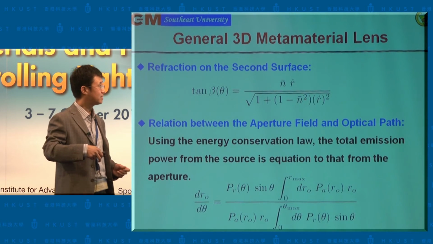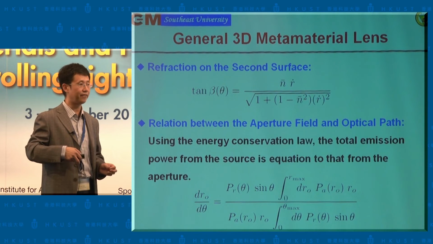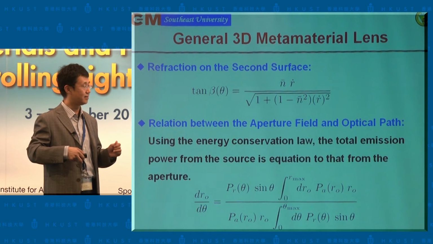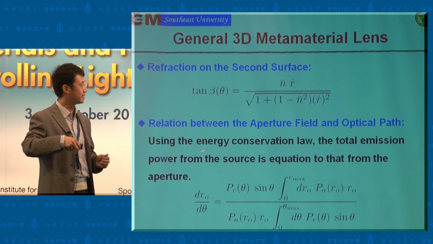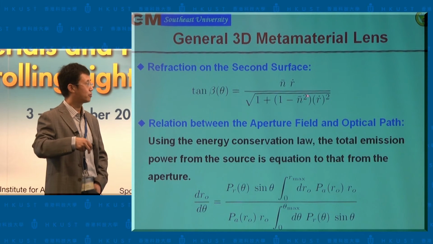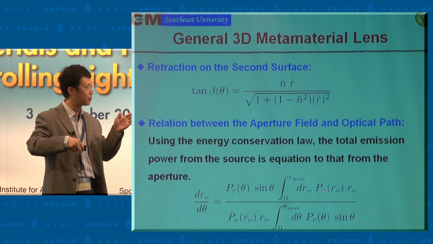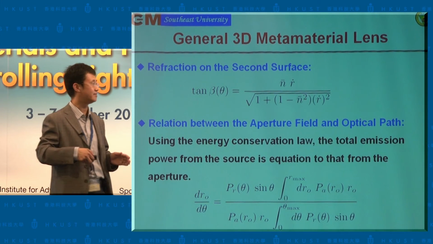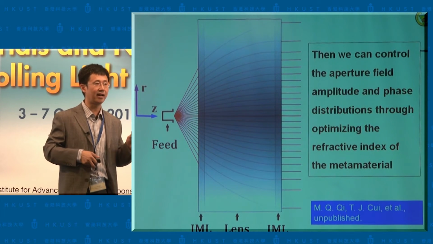metamaterial. And also, at the second surface, we can derive the refraction angle beta. And also, using this energy conservation law, we can make a link between the aperture distribution, field distribution, and the index of refraction n. And then we can make the design you require.